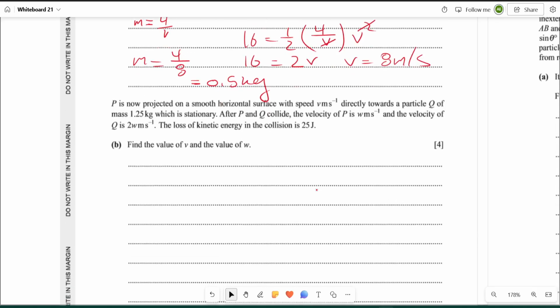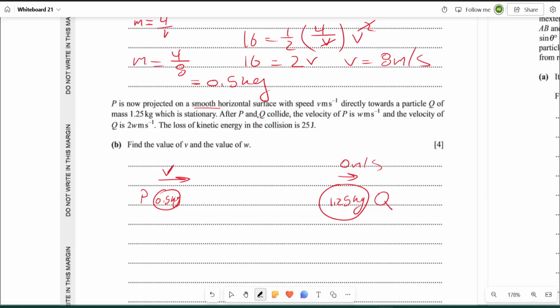Okay. Now, it says that P is now projected on a smooth horizontal surface with a speed V directly towards a particle Q of mass 1.25 kilograms, which is stationary. So P is here. This is particle P. It's projected on a smooth surface with a speed V directly towards a particle, let's name it Q, and it has a speed of 0 meters per second. Particle Q is 1.25 kilograms and particle P is 0.5 kilograms from the first question.